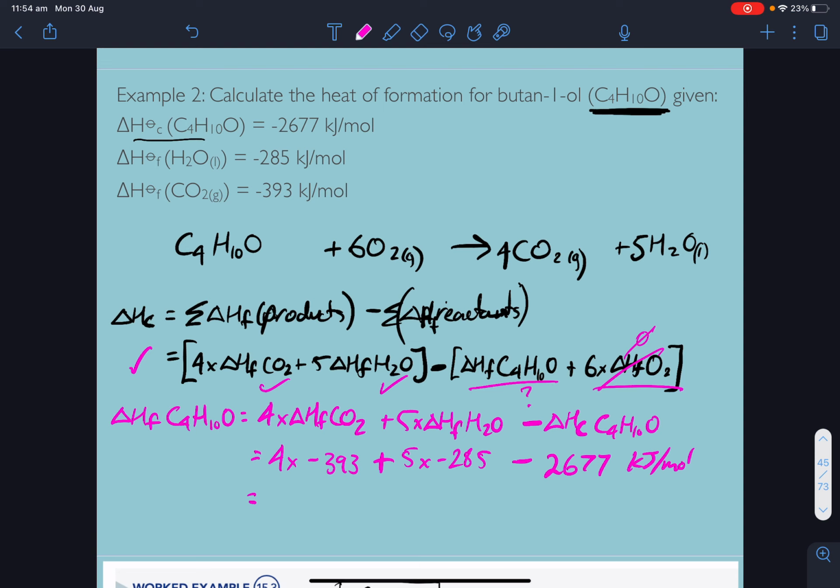Let me know if I've got it wrong. 4 times negative 393 minus 5 times 285 minus 2677 equals negative 5,674 kilojoules per mole. It's a large number, but there's a lot of bonds in there, so that will take a lot of energy. So I'm not panicking too much about that large number, but please tell me if I got it wrong.